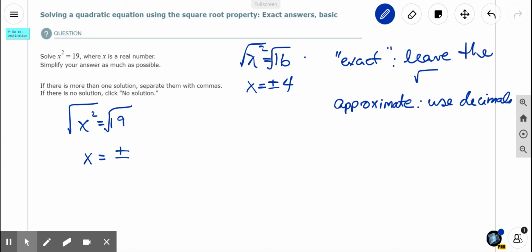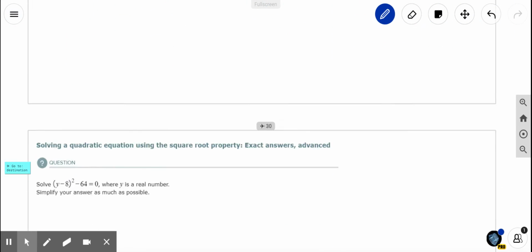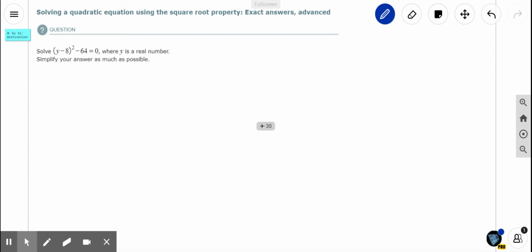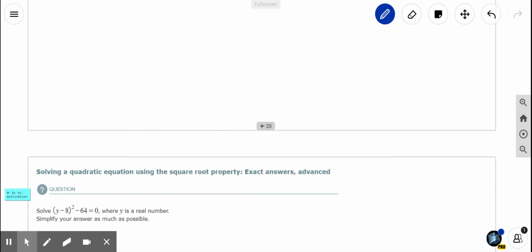Now, there isn't a square root of 19. 19 is prime. So guess what? You just leave it. That's it. Okay. Now, you might not be getting a prime number. You might be getting a composite number, but it has a prime in it. So let me go back real quick.